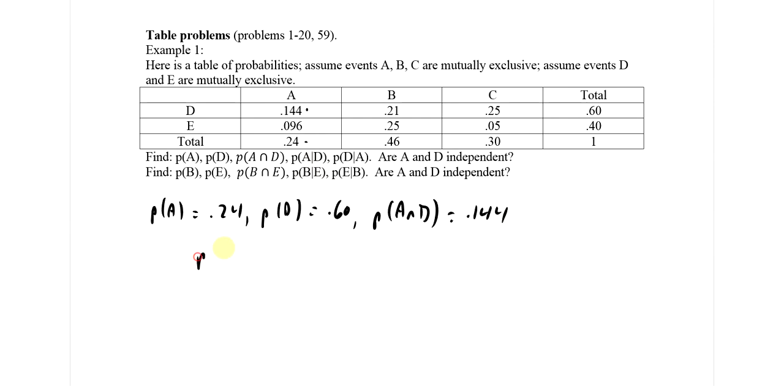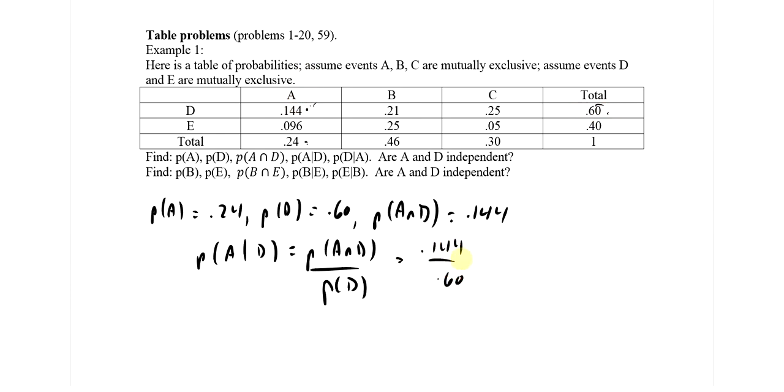Now, what's the probability of A given D? Well, that's the probability of A intersection D divided by the probability of D. So it's this number divided by that number. And one way to think about this, of course, is you're looking for the fraction of all D's that are A's. So that's 0.144 over 0.60, which is 0.24.